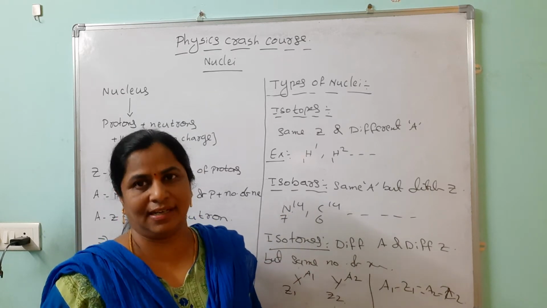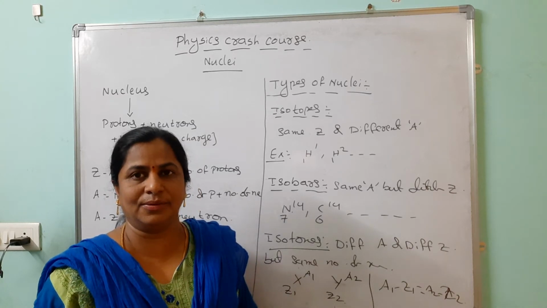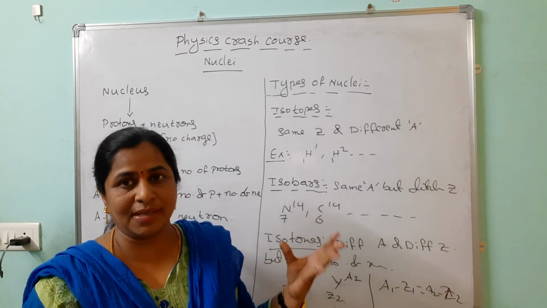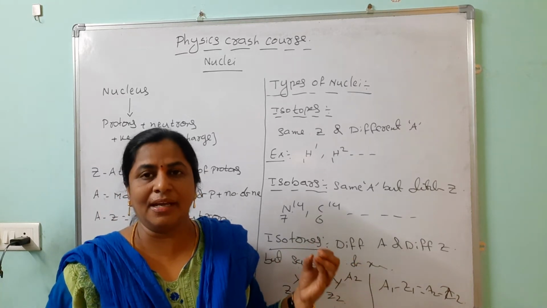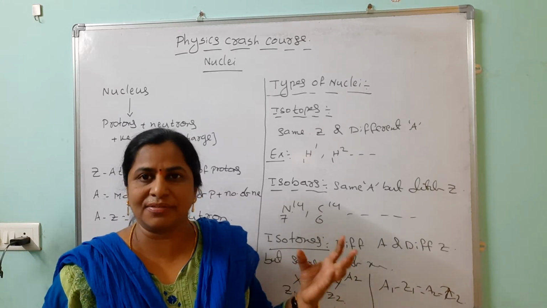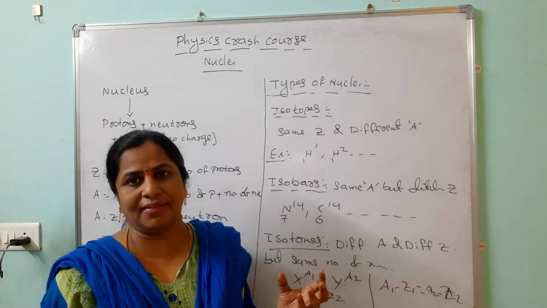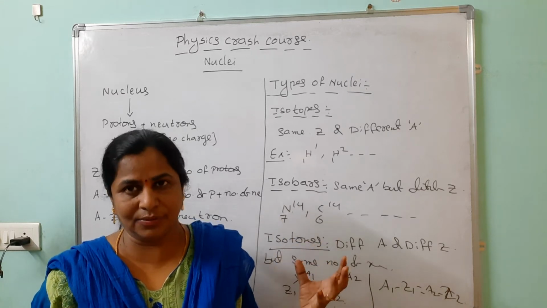Then we are focusing on what is the size of the nucleus. Already you know that the atom is having a spherical shape and the nucleus is also having a spherical shape, and the nucleus is the combination of both protons and neutrons. That's why you can treat the nucleus as having a positive charge.